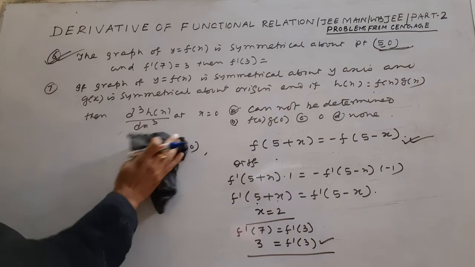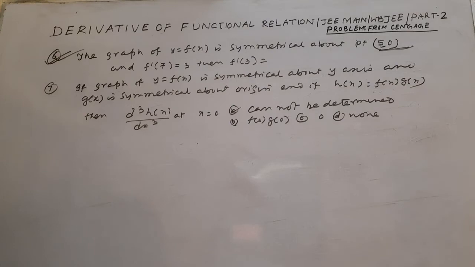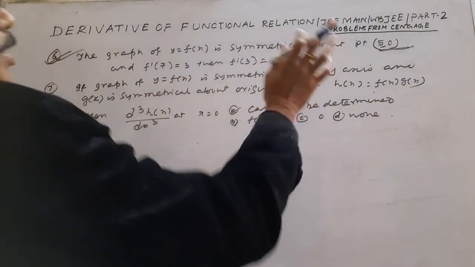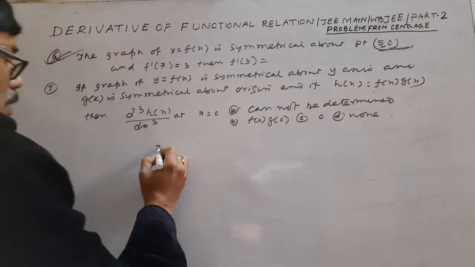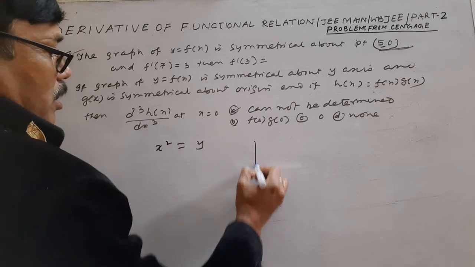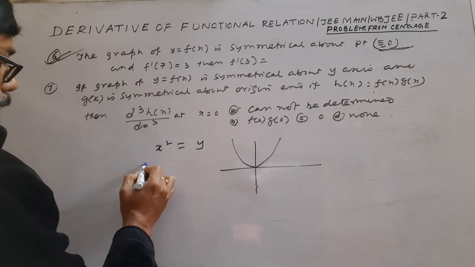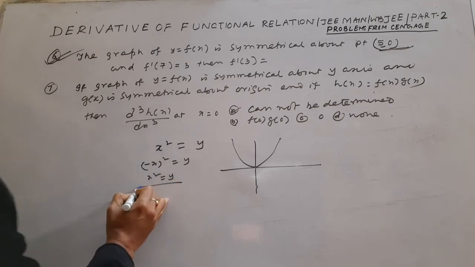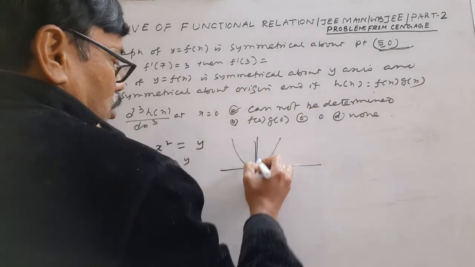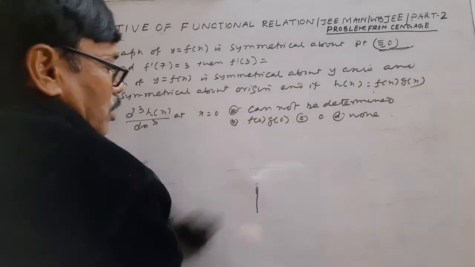Now problem number 7. Same type of problem. The graph of y equals f(x) is symmetric about the y-axis. Suppose x squared equals y. This is a parabola. If we replace x by minus x, the equation is not changed, so it is symmetric about the y-axis. If we replace x by minus x, no change.